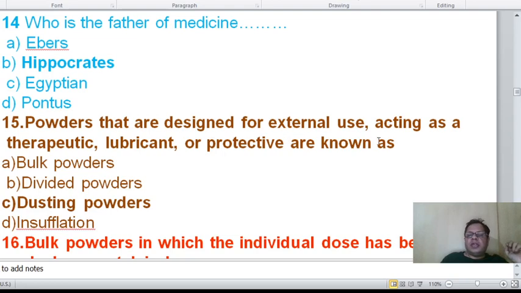Powders that are designed for external use, applied externally and acting for a therapeutic, lubricant or protective purpose, are dusting powders, because insufflators are for body cavities and bulk powders can be taken orally. Dusting powders serve protective, lubricating and therapeutic purposes, because they can also carry the drug.